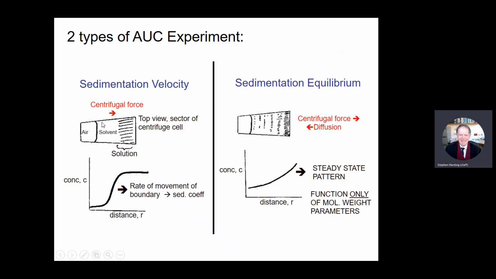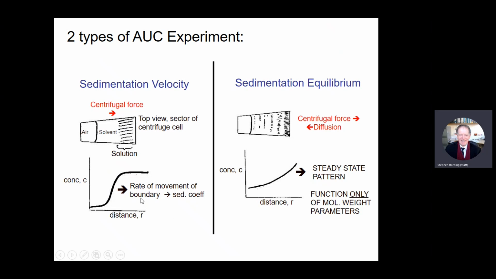High G-force, 200,000 G, slow process. And what you do is you scan across this at time intervals, the boundary, and that boundary will move slowly, okay, towards the bottom of the cell. So you can use absorption optics at 280 nanometers or interference optics, the refractometric optics, to get this boundary.